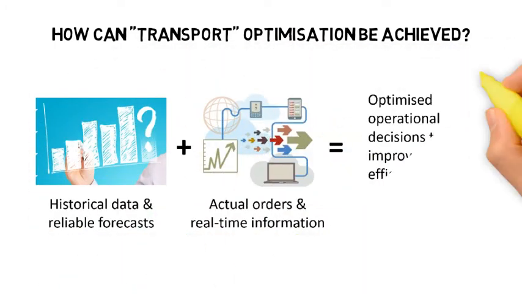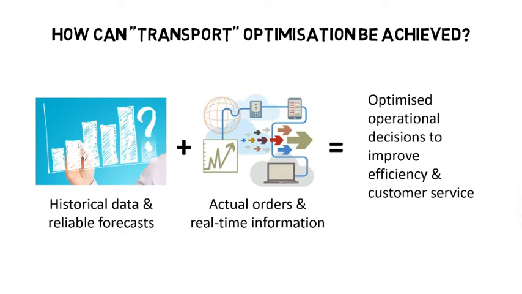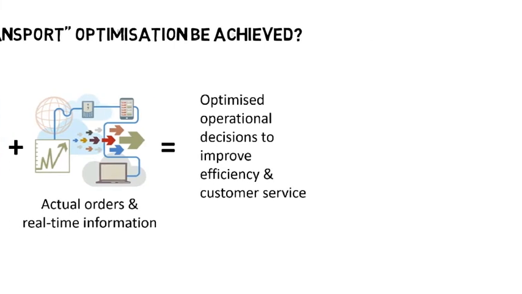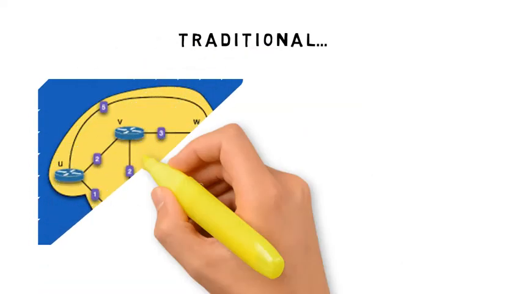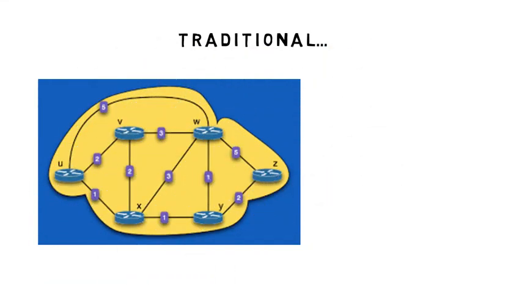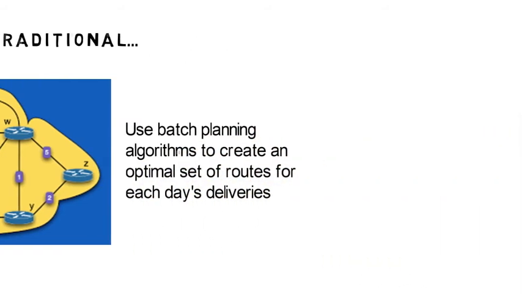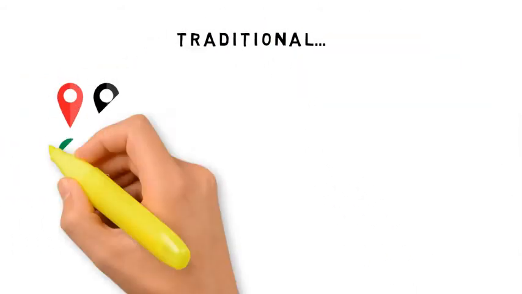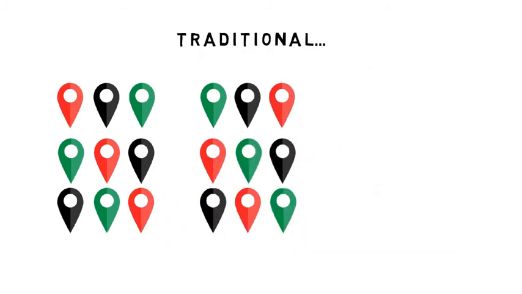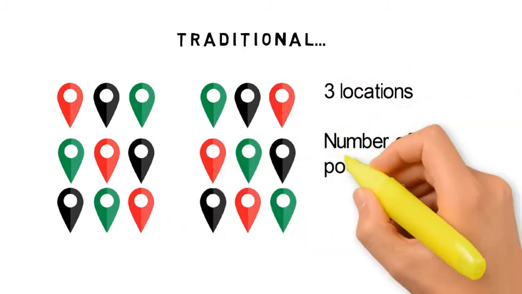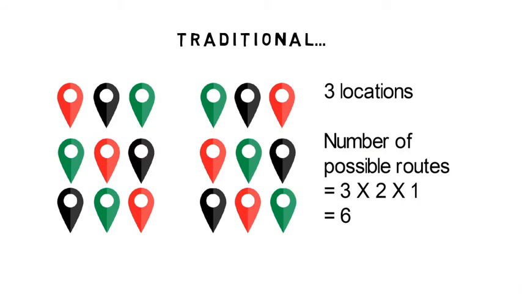Most methods use various combinations of historical data and reliable forecasts and actual orders and real-time information to arrive at optimized operational decisions to improve efficiency and customer service. Traditional transport optimization software use batch planning algorithms to create an optimal set of routes for each day's deliveries. What does that mean? Let's say there are only 3 locations to plan for. Then the number of possible routes is only equal to 6. This is easily visualized and can be planned using eyeballing and simple calculations.